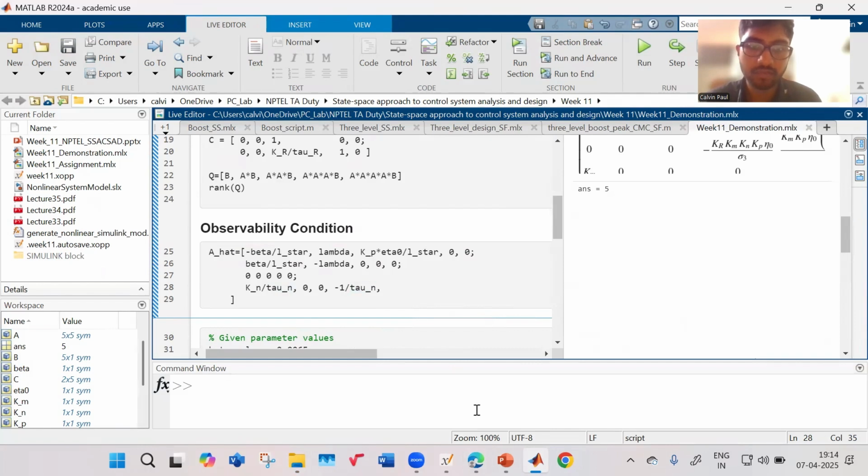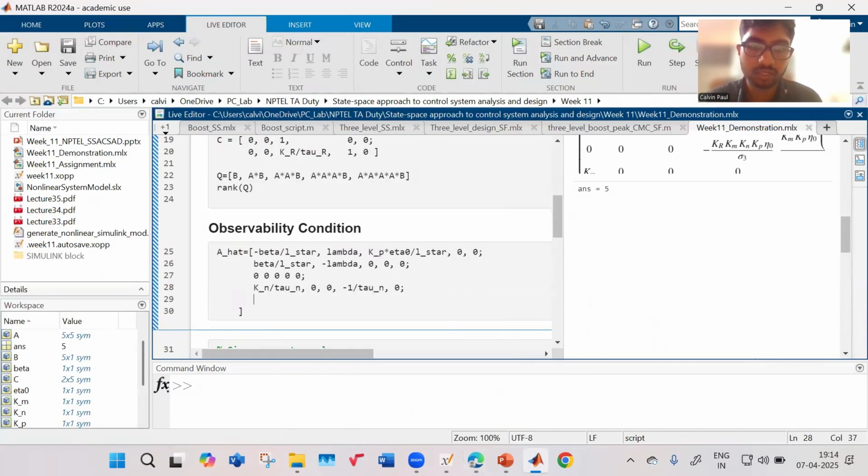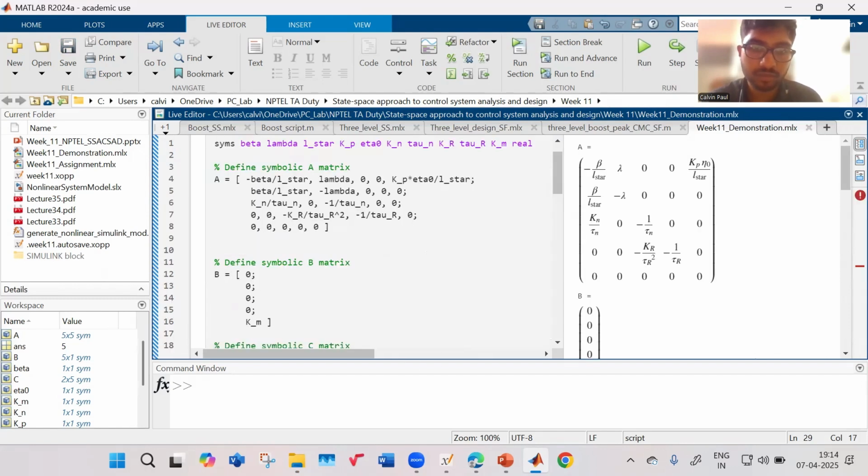Then what do we have? Again 0. Then we have three zeros. Then we have minus k upon tau squared and minus 1 upon tau. So this is the one.